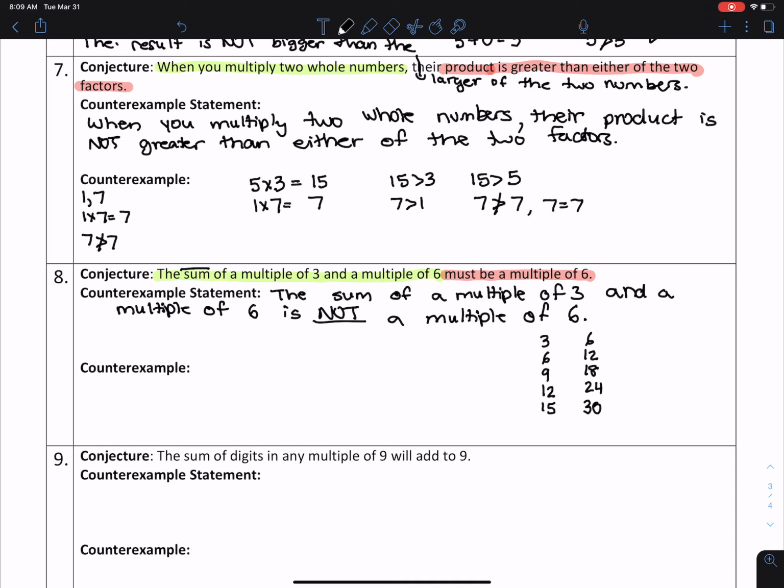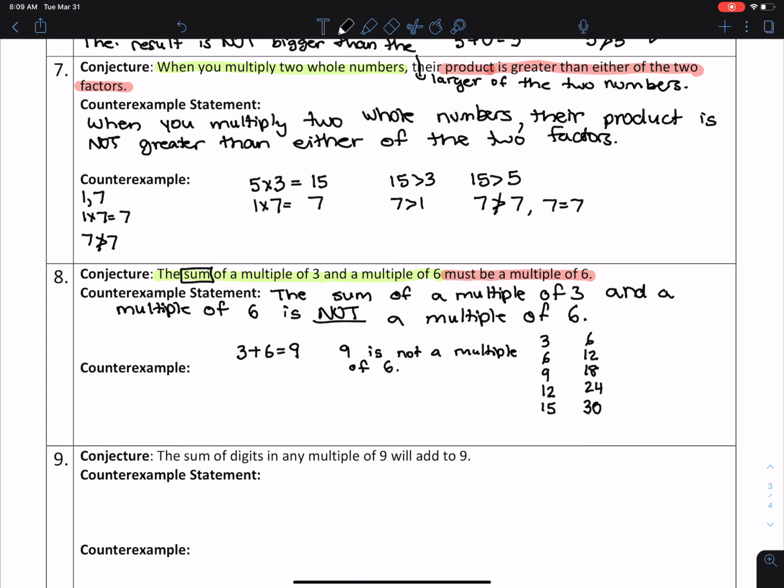Now they're telling me I need to do the sum of them. So I'm going to take 3 plus 6. I get 9. And then I want to see, is 9 a multiple of 6? So here I actually already found a counterexample. 9 is not a multiple of 6. So that's actually what I'm looking for. So this is already my answer here.